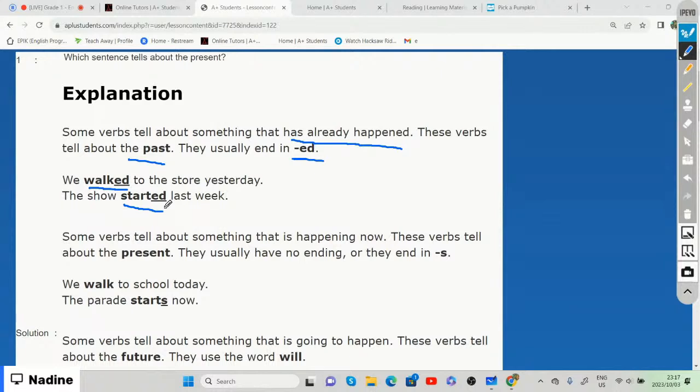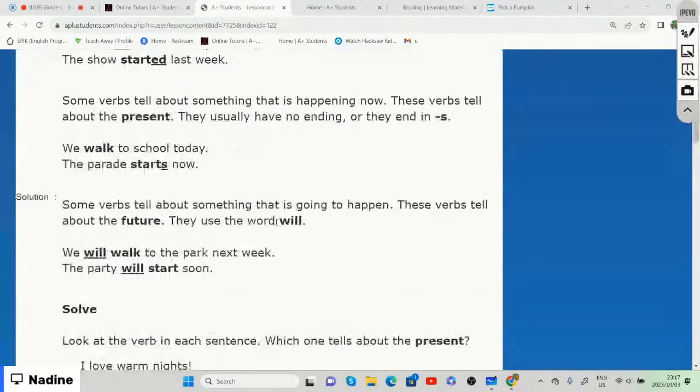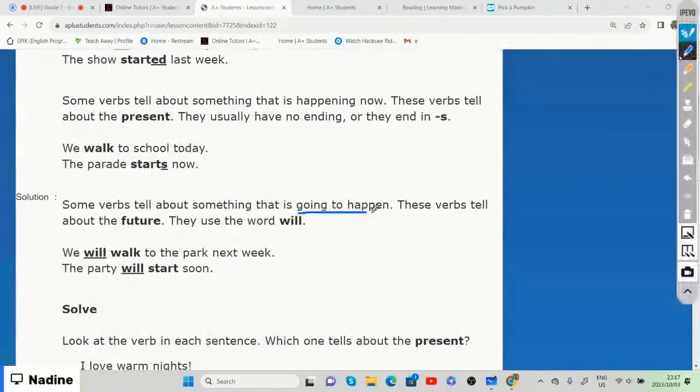So it tells us about the past and it happened already. And then we already mentioned the present, right? And then some verbs tell us about something that is going to happen. It did not happen yet. So if something didn't happen yet, then it means that it is going to happen.